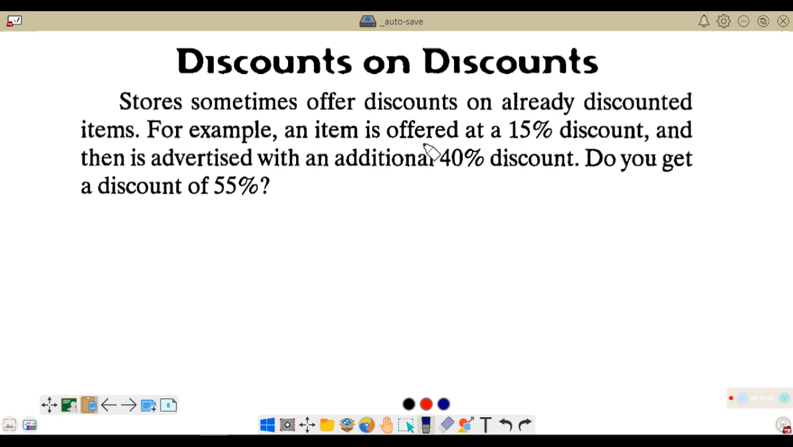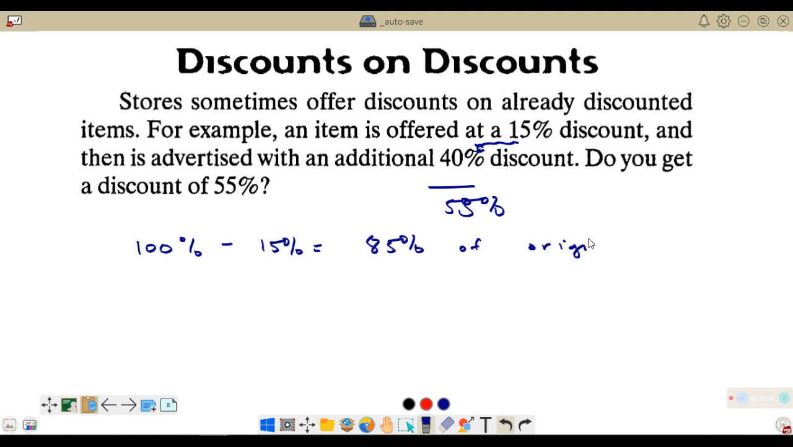For example, an item is offered at 15% discount and then is advertised with an additional 40% discount. Do you get a discount of 55%? So, initially, pag tinignan mo to, may 15 na, tapos may 40 pa. All in all, makakasave ako ng 55% kasi i-add ko lang tong dalawa. No. Kasi dun sa unang beses, yung 100% ng product mo, nilagyan mo siya ng 15% discount. So, i-sell mo na lang yung product mo at 85% of the original price. Right?